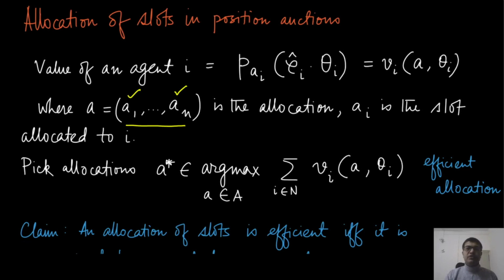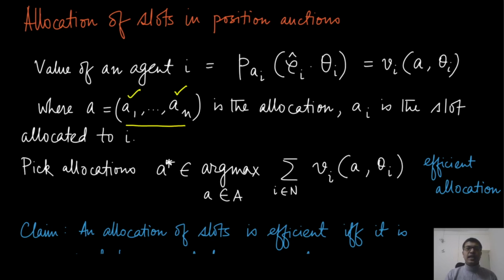We have seen in the previous module how the allocation of the slots is done in position auctions, and we mentioned that they are done in the decreasing order of the product of the bid value and the estimated value of rho I, that is rho I hat. And why is that a reasonable thing to do? We are going to discuss that in this module.